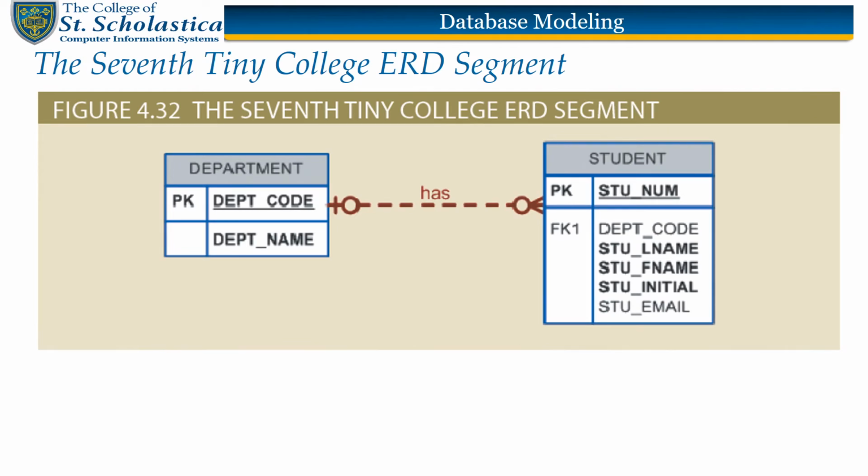In Figure 4.32, each department has several or many students whose major is offered by that department. However, each student has only a single major and is therefore associated with a single department. However, in the Tiny College environment, it is possible, at least for a while, for a student not to declare a major field of study. Such a student would not be associated with a department. Therefore, department is optional to student.